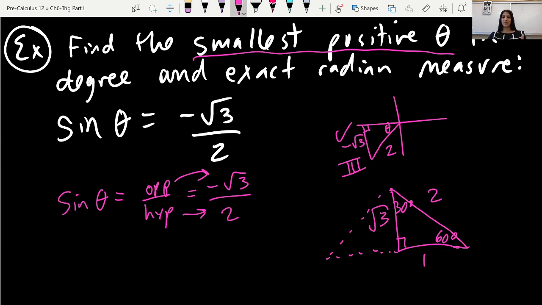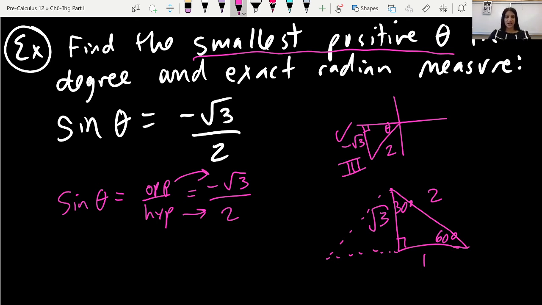So look at these numbers, root 3 and 2. We're dealing with this triangle. I know in the other one, the ratios were 1, 1, and root 2. So if I saw those numbers, I would think, okay, it's the 45, 45, 90 triangle. So that's why you need to know your special triangles well.